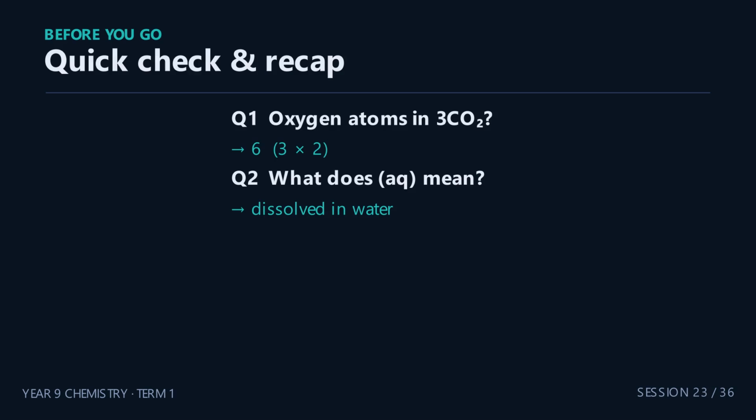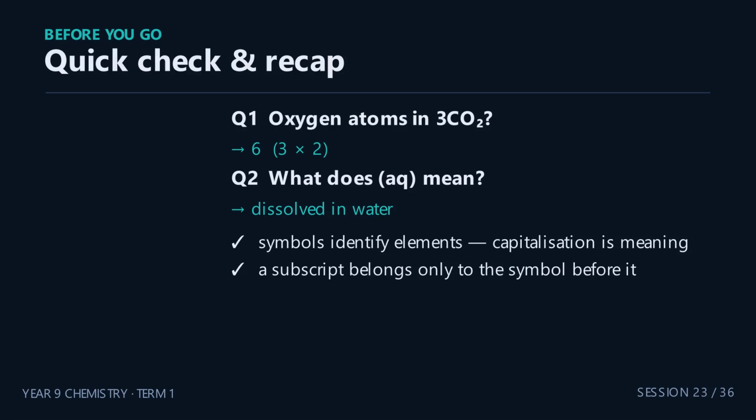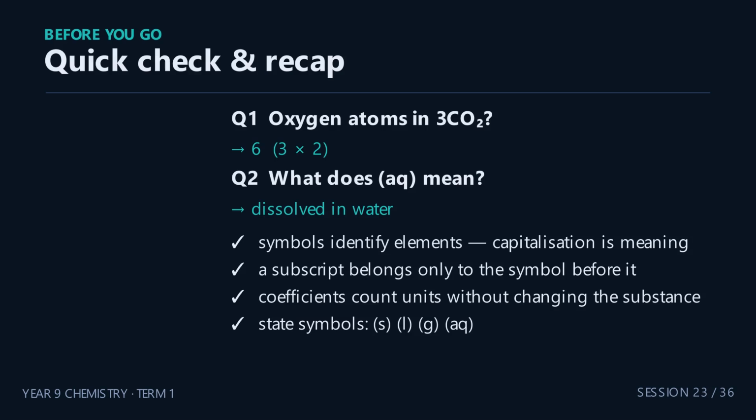Here's your recap. Symbols identify elements, and capitalization carries meaning. Formulae show fixed ratios, and a subscript belongs only to the symbol before it. Coefficients count whole units without changing the substance, and state symbols add the physical state. You've just learned the alphabet of chemistry, and that's a huge step. Now go and use it.